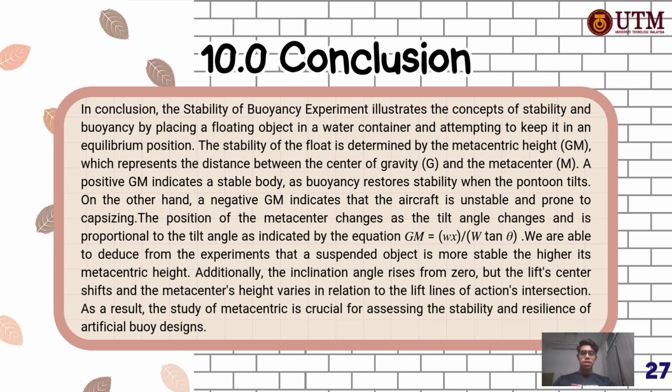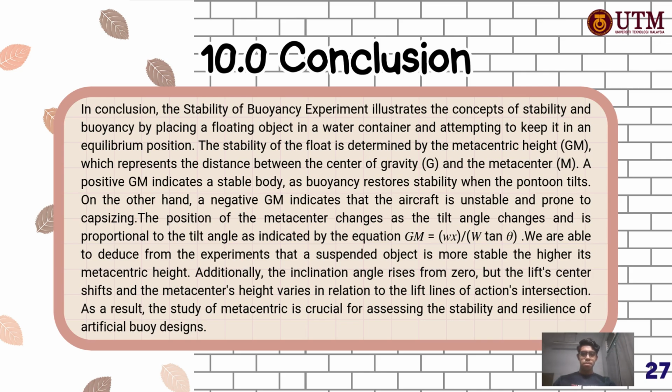The stability of the float is determined by the metacentric height GM, which represents the distance between the center of gravity G and the metacenter M. A positive GM indicates a stable body, as buoyancy restores stability when the body tilts. On the other hand, a negative GM indicates that the body is unstable and prone to capsizing. The position of the metacenter changes as the tilt angle changes and is proportional to the tilt angle, as indicated by the equation GM equals Ws over W tan theta.